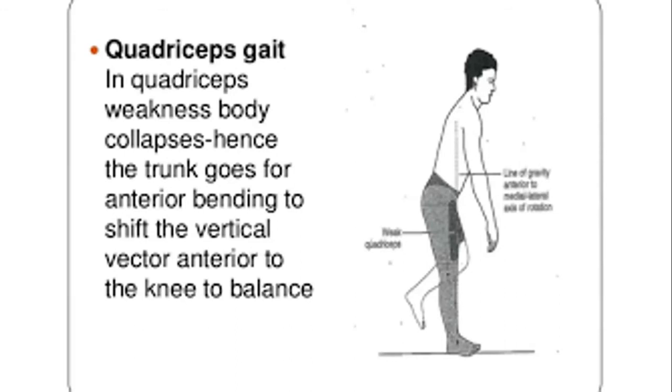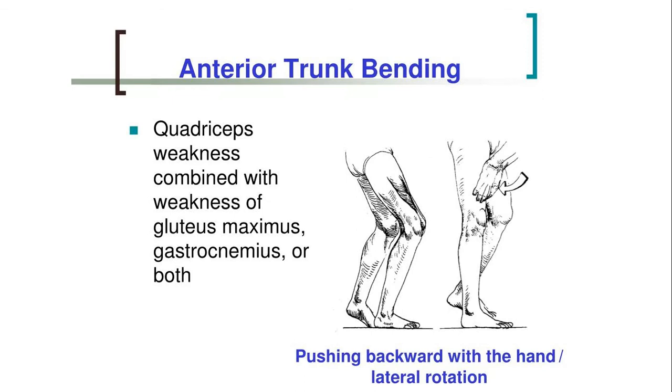And to stabilize the knee joint, very often it is seen that the patient puts his hand on that side over the knee to extend the knee joint passively or actively. Here we see the patient is putting the hand over the knee, the anterior side of the lower end of the thigh and the knee joint, and then pushing backward with the hand, and a lateral rotation to walk normally. So it is anterior trunk bending which happens after the damage to the quadriceps muscle. And the gait thus developed is called quadriceps gait.